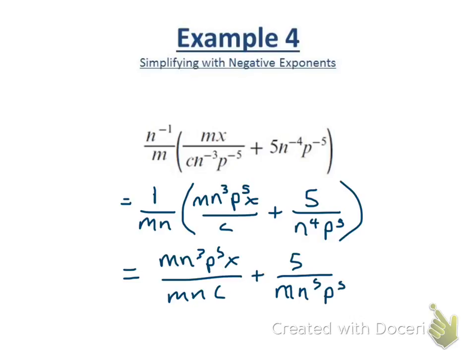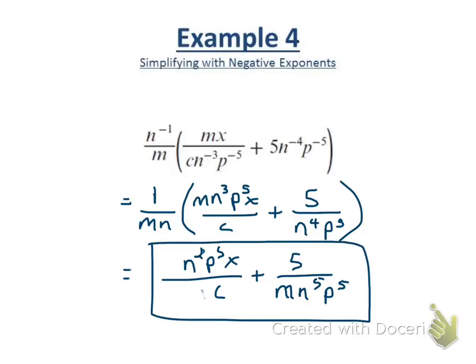Yes, sir. Okay. Now, there's nothing we can do to that second term, but we can cancel one of the N's and the M's, right? So what's that going to give us? Both the M's are gone, and N squared. N squared, P to the fifth X over C. There you go. N squared, P to the fifth X over C, plus 5 over Mn to the fifth P to the fifth. Well done.